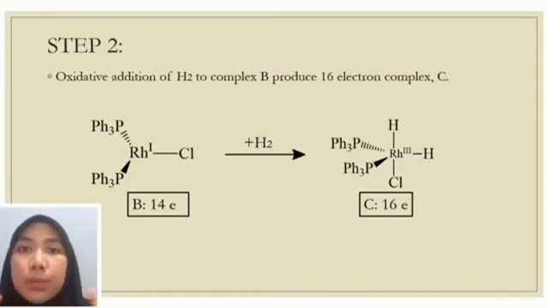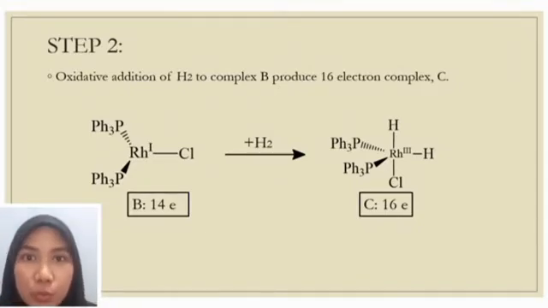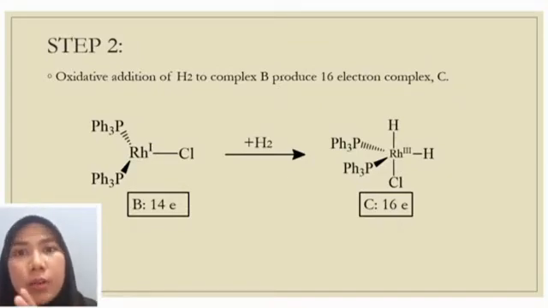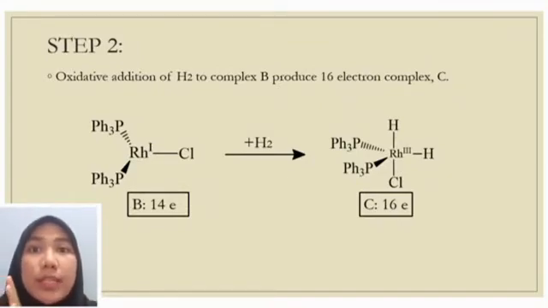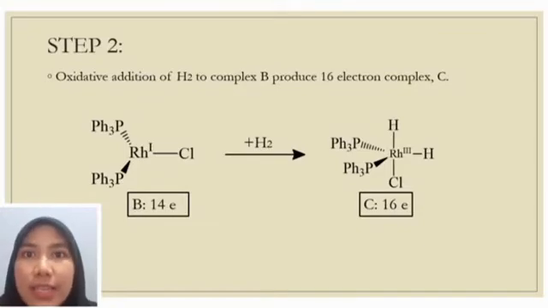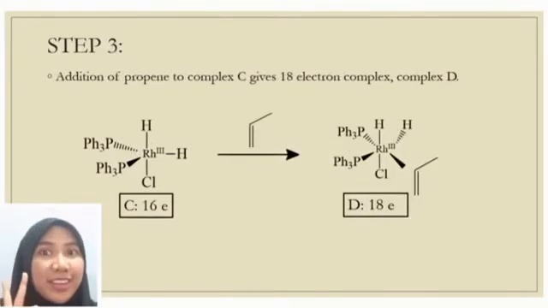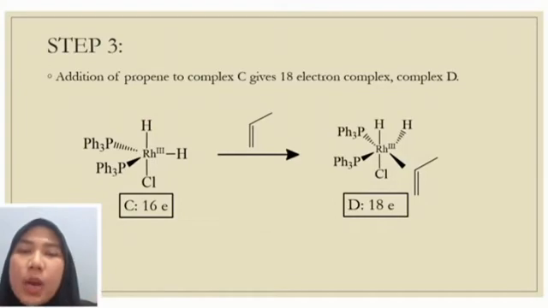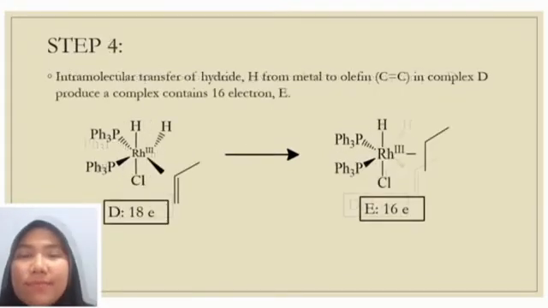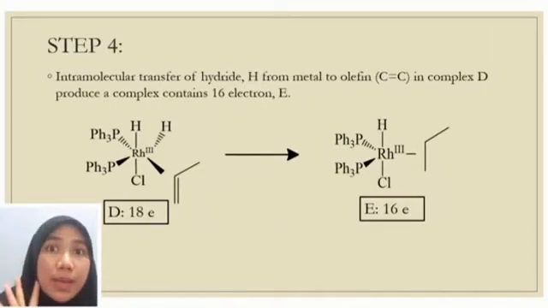Step 2. Here we have complex B with 14 electrons. Complex B will undergo the oxidative addition of H2 into the complex, which gives another complex, I name it as complex C, with 16 electrons. Step 3. Complex C will undergo another addition, which is the addition of propene, which gives an 18 electron complex, and we call it complex D.